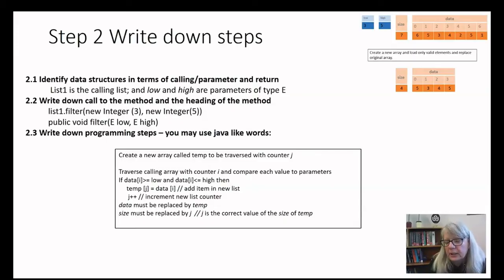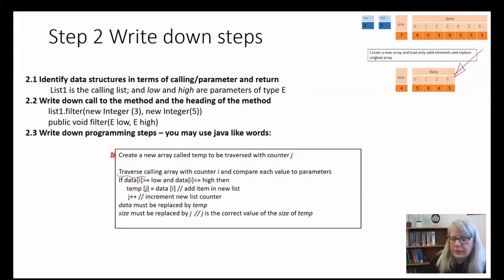The first step is to create a new array so that we can store the correct or the valid values in there. And then the next step is to traverse. Remember we learned that word. Traverse the calling array with counter I. Now your steps need not be exactly like mine, just the general idea. And compare each value to the parameter.